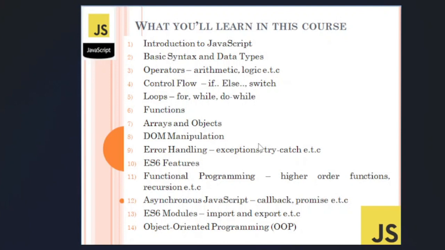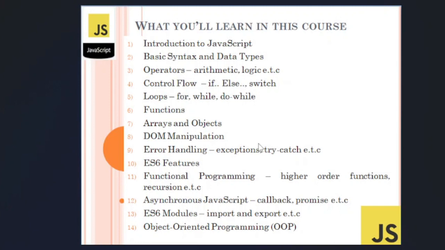And then in this course, we're also going to be treating the ES6 features. All the ES6 features that have been introduced to JavaScript, we're going to be treating all of them, and then we're going to move over to functional programming. We're going to talk about higher order functions, recursion, and polymorphism, etc. After that, we move over to asynchronous JavaScript, where we're going to talk about callbacks, promises, async and await, and a whole lot of that. And then we're also going to talk about ES modules, that is importing and exporting, and a whole lot of that.